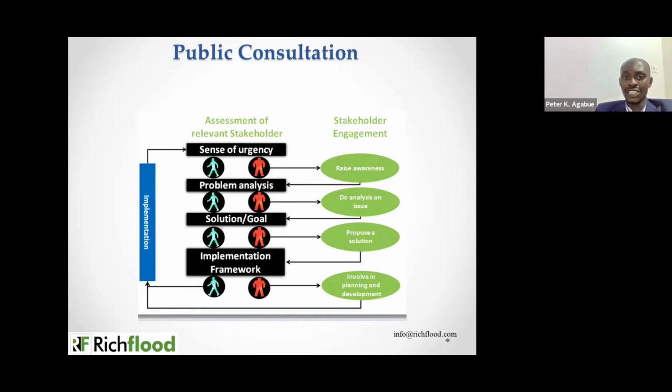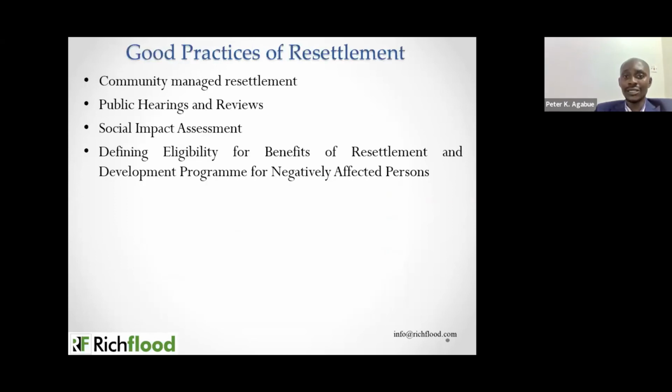And for your consultation process, it is important for you to raise awareness. Sometimes the project affected persons may raise some awareness. There will be a need to do some analysis on the issue and propose a solution, and thereafter involve them in the planning and then the development. So the stakeholders should be carried along each of these stages of consultation. And I'll end this discussion by giving some good practices of resettlement.